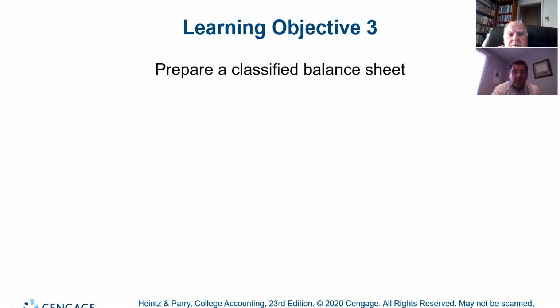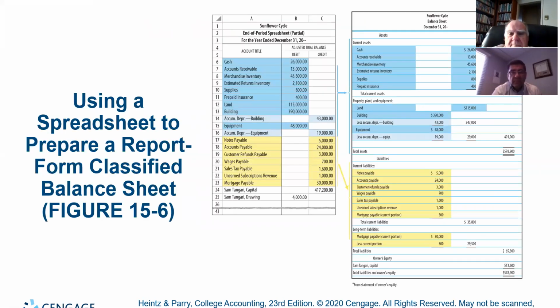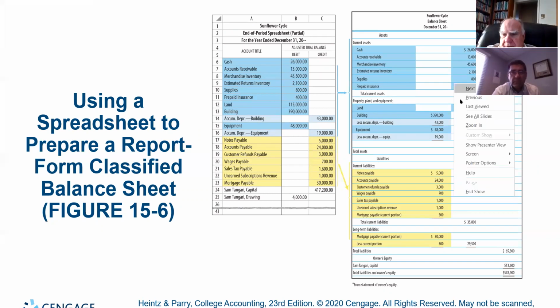Okay. Prepare the classified balance sheet. Well, this isn't any more difficult than the single step income statement, but let's take a look at it. Again, here they are showing you the balance sheet portions of the spreadsheet, and they're showing you how to bring them over. And I'm going to make this a little bit bigger.